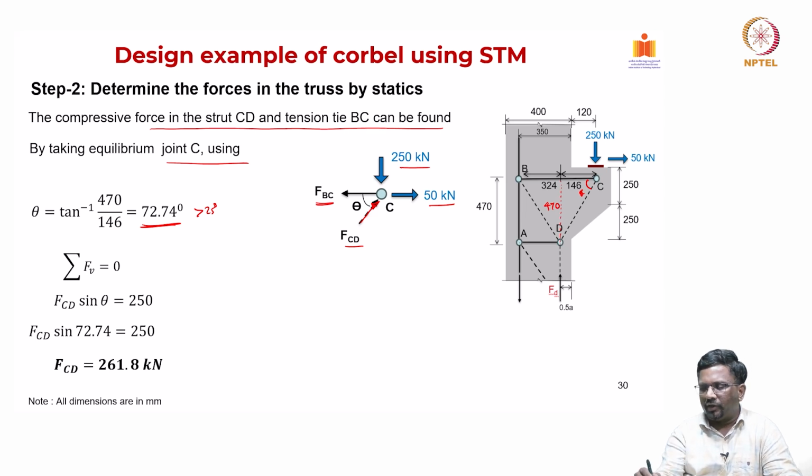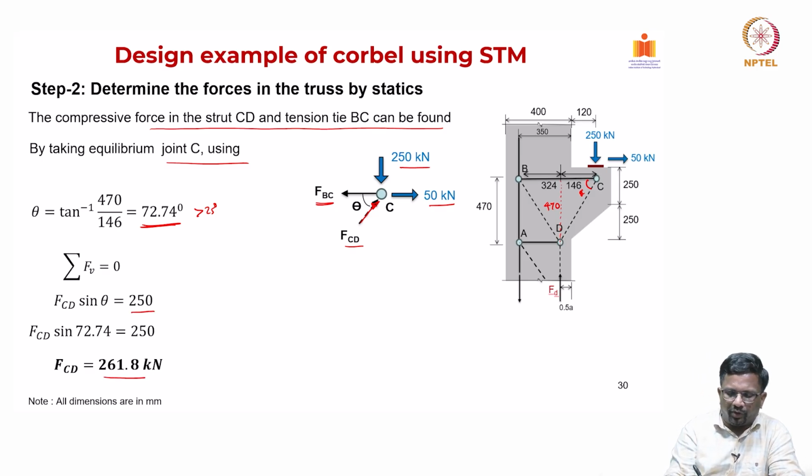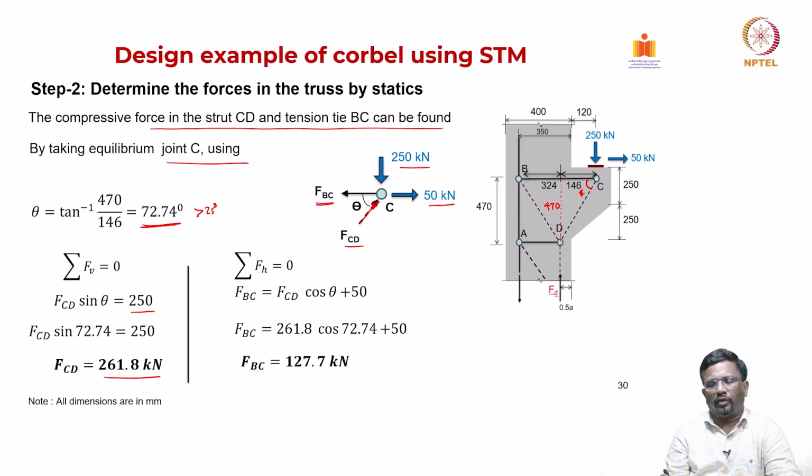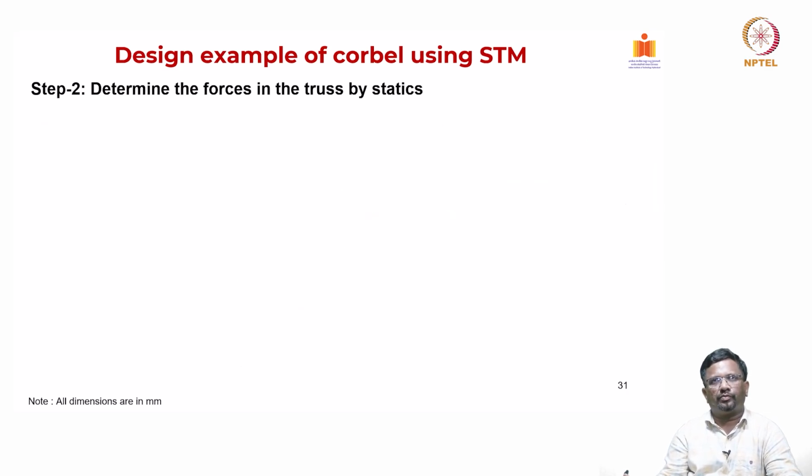And then you take vertical force equilibrium. So, FCD sin theta should be equal to 250 kilonewton. So, your FCD works out to be 261.8 kilonewton. Then you take horizontal force equilibrium, then FBC has to be equal to FCD cos theta plus 50, then FBC works out to be 127.7 kilonewton. So, now in this, using the joint, we found out what are the compressive strut force in CD and what are the tension force in CB, right, force FBC. So, we found out, right.